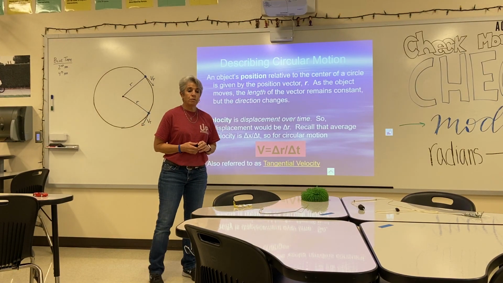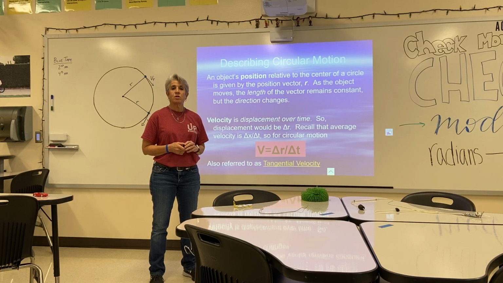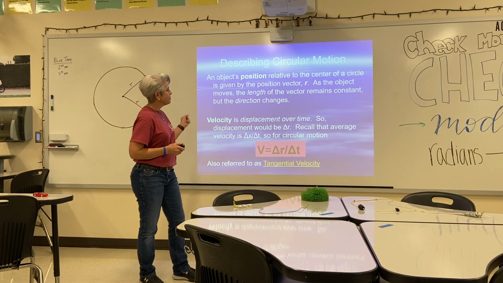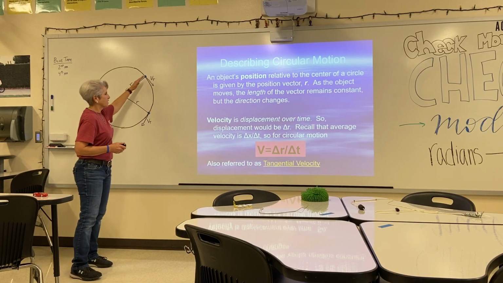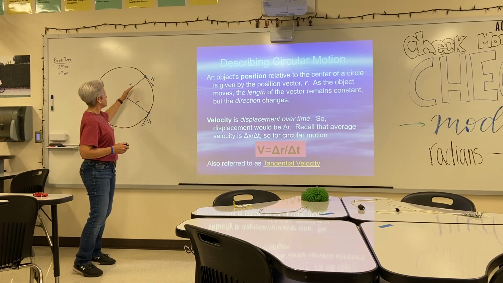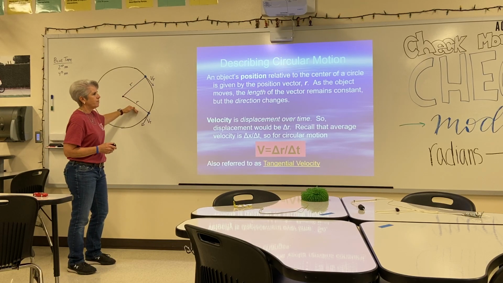This allows us to describe an object's position as it goes around a circle as it relates to the radius of the circle. So we're going to give it a position vector r. So when an object goes around a circle, the length of that vector stays the same because it's at the same radius, but its direction changes.